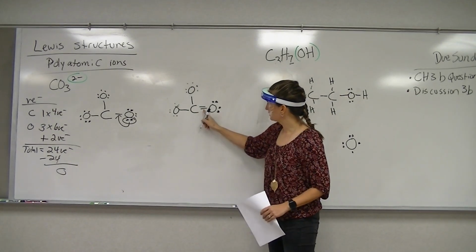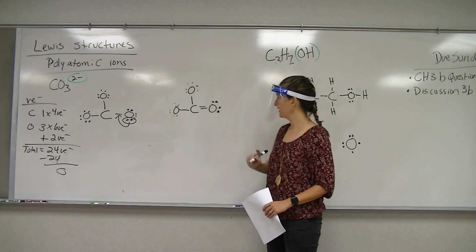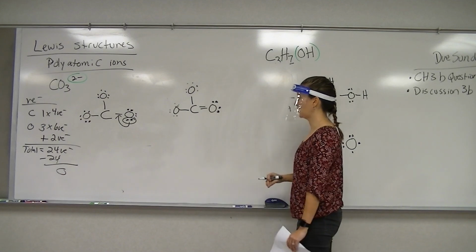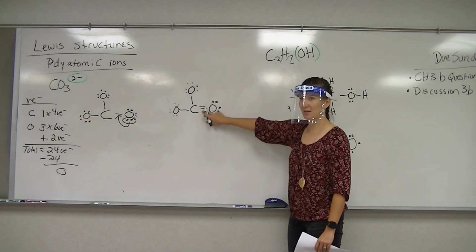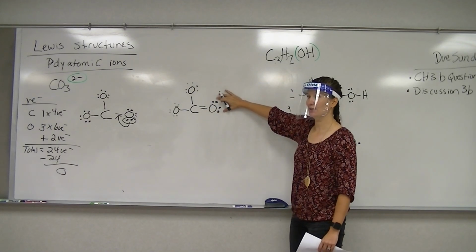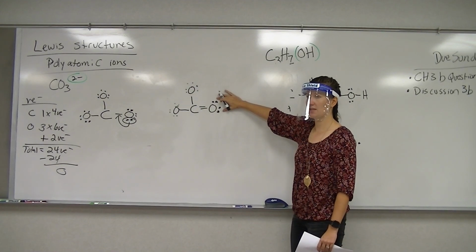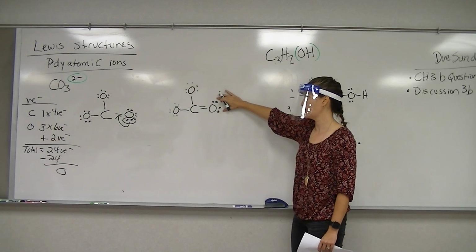Okay, so now carbon, 2, 4, 6, 8. He's happy. We've only used the 24 allowed. Remember, when you move to make that a double bond, you only have 2 electron pairs on this oxygen now. If you keep it at 3, he's going to have more than he can handle.